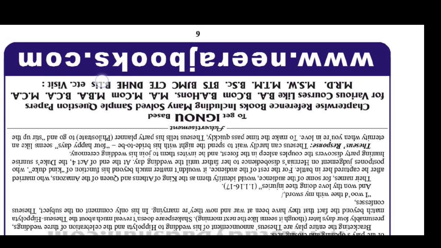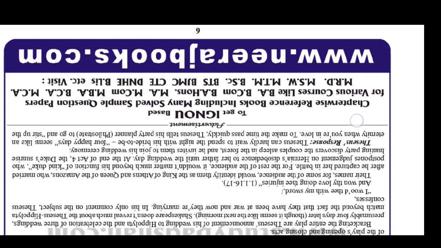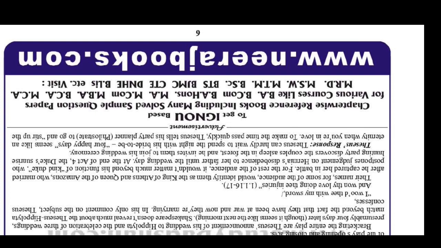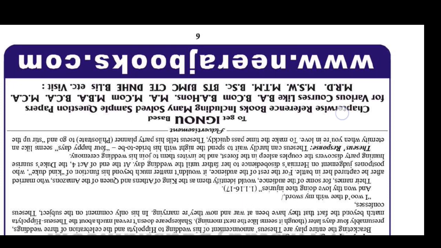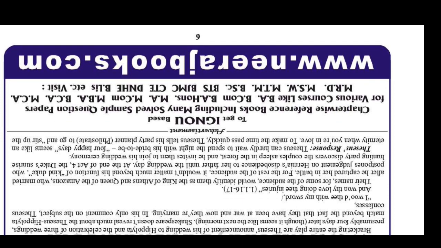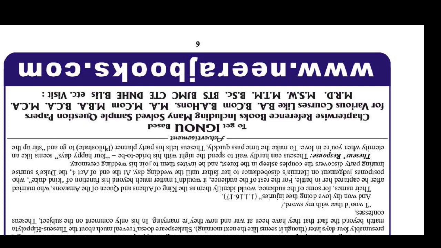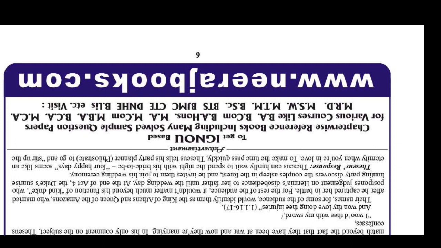Bracketing the entire play are Theseus' announcement of his wedding to Hippolyta and the celebration of three weddings, presumably four days later, though it seems like the next morning. Shakespeare doesn't reveal much about Theseus and Hippolyta beyond the fact that they have been at war and now they are marrying. In his only comment on the subject, Theseus confesses, "I woo'd thee with my sword, and won thy love doing thee injuries."